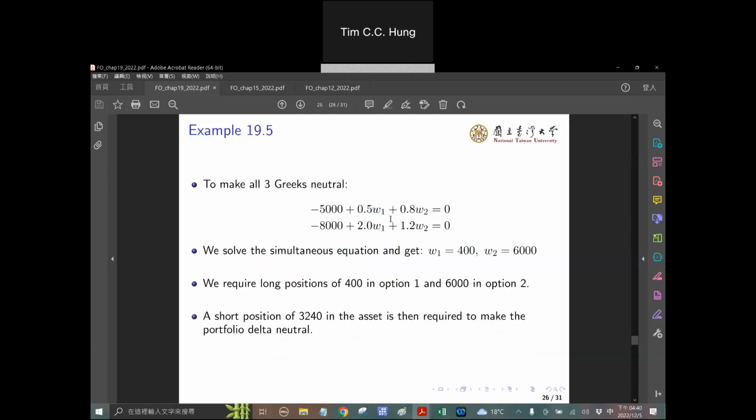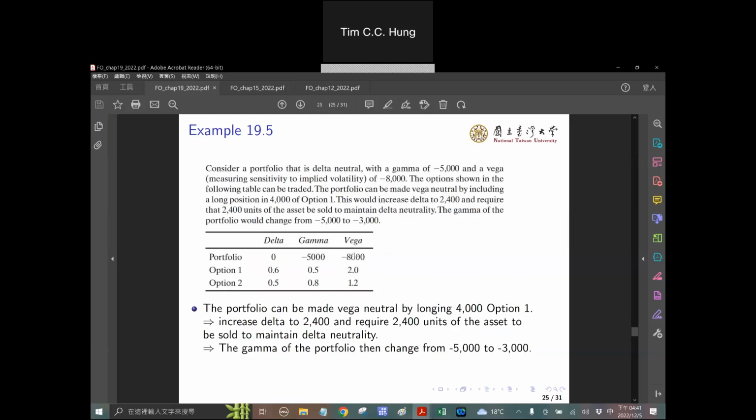Negative 5,000, plus 0.5 W1, plus 0.8 W2 equals 0. And then we have vega over here: negative 8,000, plus 2 multiplied by W1, and so on. So for the values of W1 and W2, two unknowns and two equations, we can solve and get 4,000 in option 1 and 6,000 in option 2. So afterwards, when we take an additional long position in 4,000 of option 1 and 6,000 in option 2, we get into a situation where gamma and also vega are neutral. But we got some positive loadings on delta.